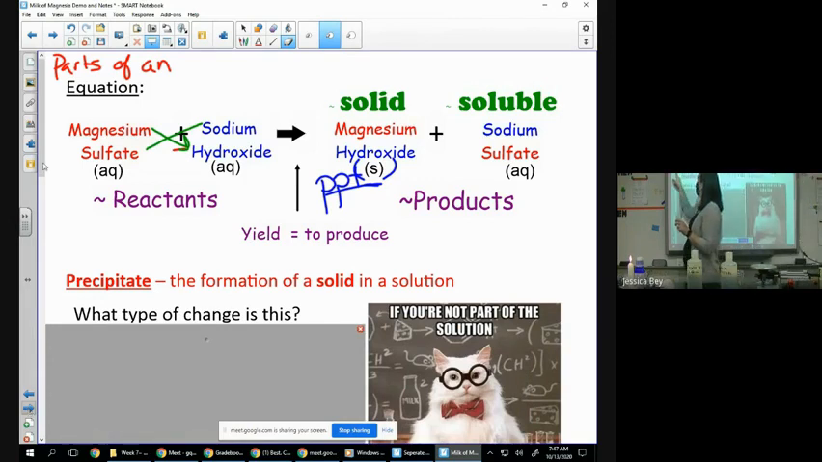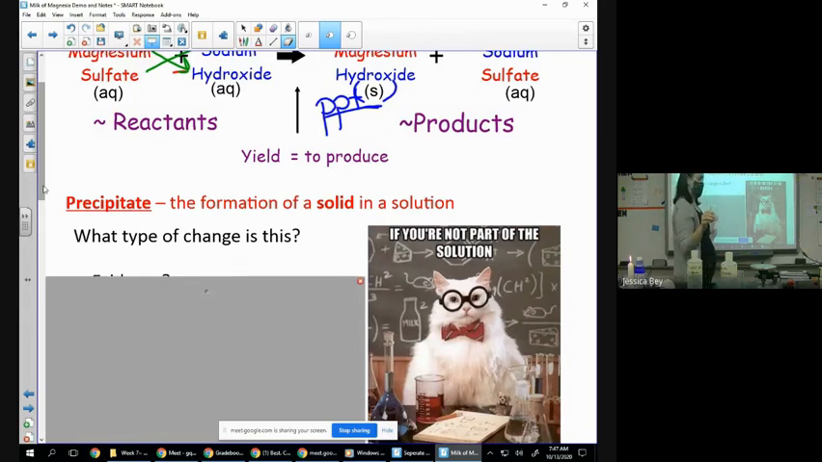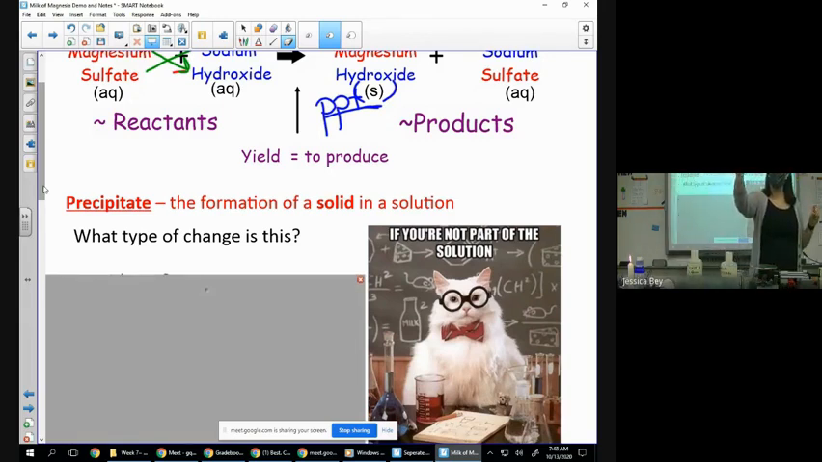Just to get ready to review with you, the fact that I made a solid and it changed from clear to white and all that kind of good stuff, what type of change is that? Do you think that's a chemical or a physical change we just had? You made a solid and it turned white. That is, oh, chemical. You got it. Thank you. At least you tried.